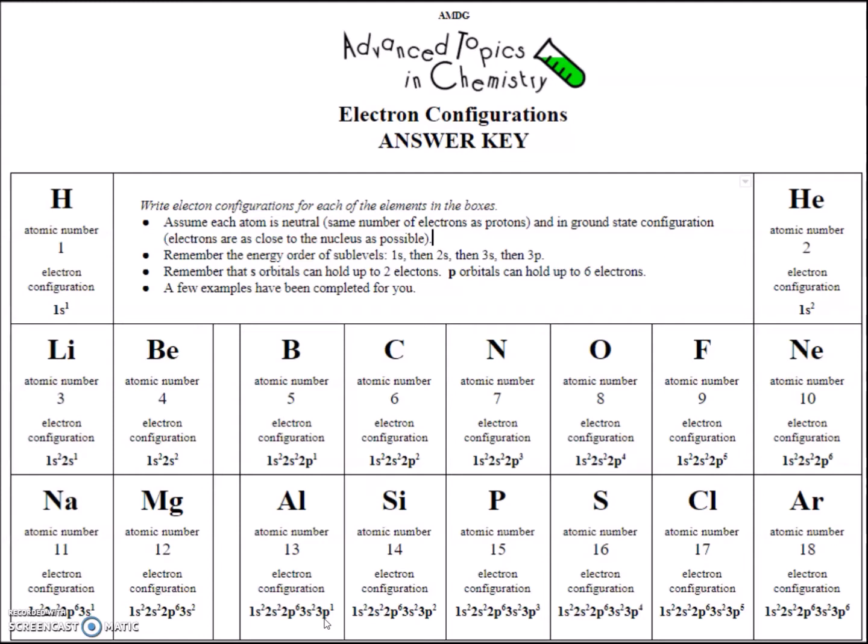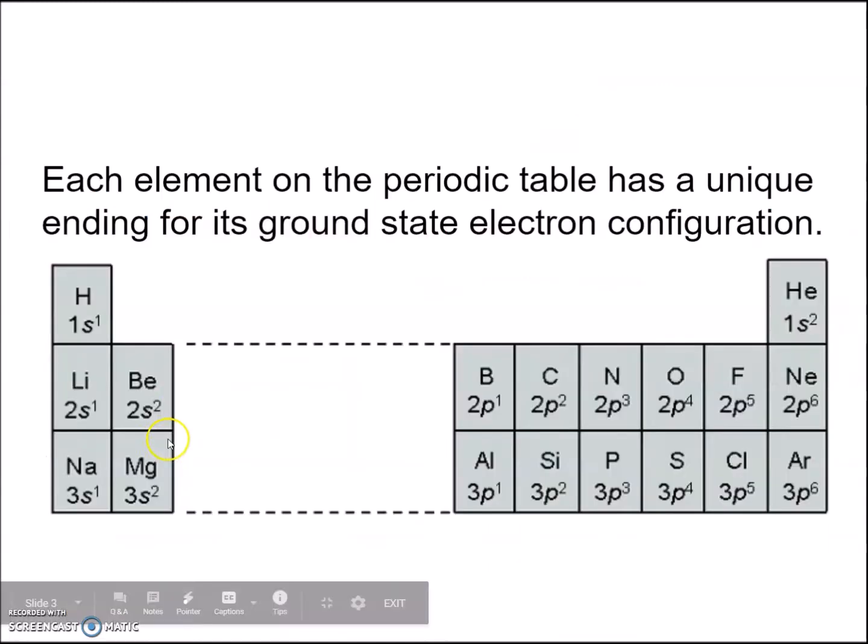We're just going to look at the last sublevel. If you just look at the last sublevel listed, boron ends with 2p1, aluminum 3p1. Carbon ends with 2p2, silicon with 3p2. Nitrogen 2p3, phosphorus right below it 3p3. That's not an accident. Every single position is reflective of its behavior.